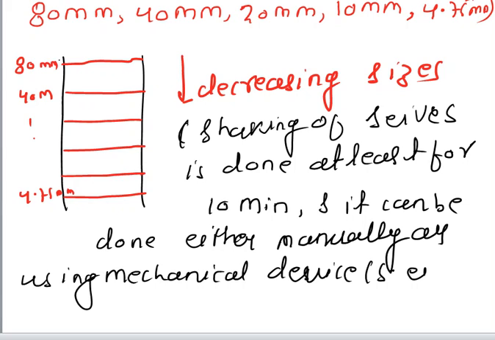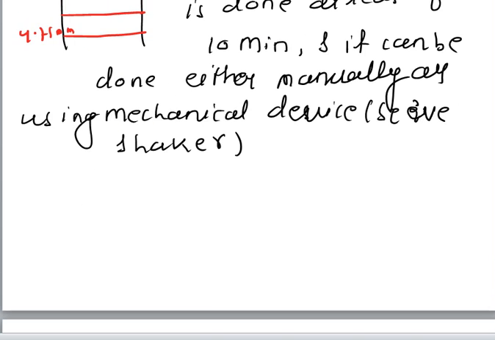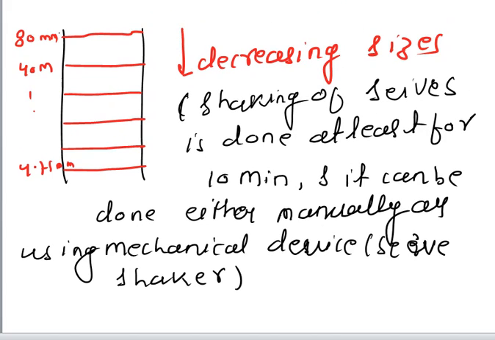So for sieving, we can use either one. The code recommends that sieving is done for at least 10 minutes, and this can be done in two ways, either manually or by sieve shaker. This is the recommendation of the code. You can follow any one of the methods. Now find out why you are conducting the sieve analysis. The ultimate aim is to find the percentage finer than a corresponding diameter of soil.